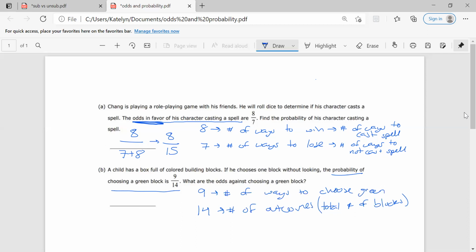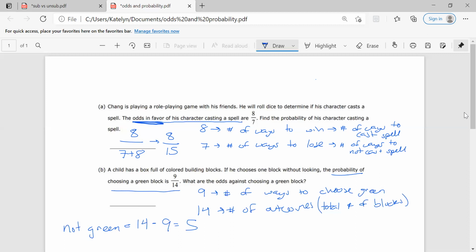Okay, we want to know the odds against choosing a green block. If we've got 14 total blocks and 9 of them are green, that means 5 of them are going to be anything besides green. To find not green, you would take the total number of blocks and subtract out how many are green, so you get 5. So we have 5 blocks that are not green.